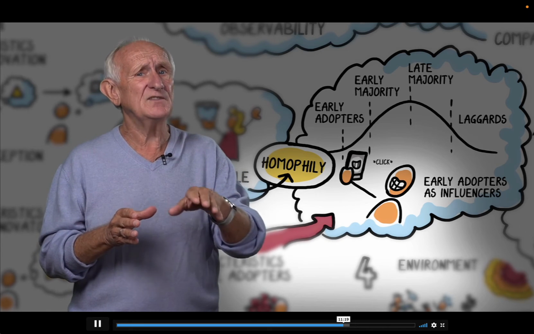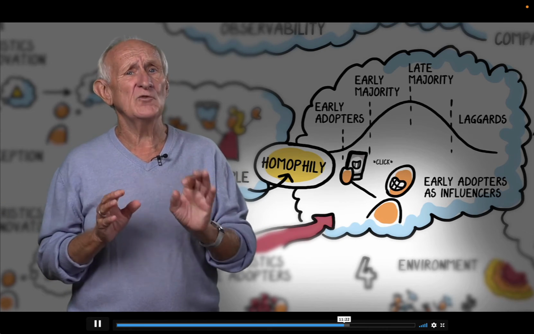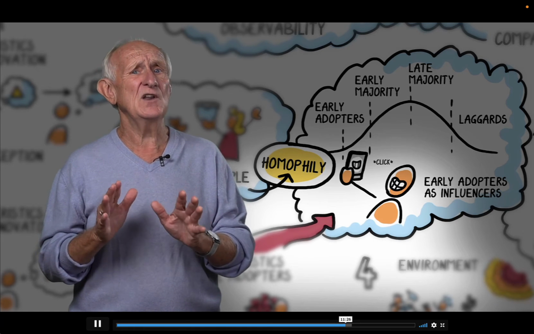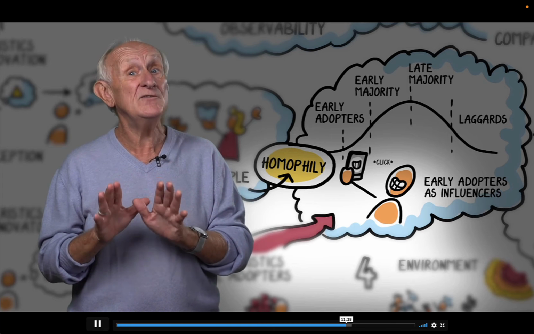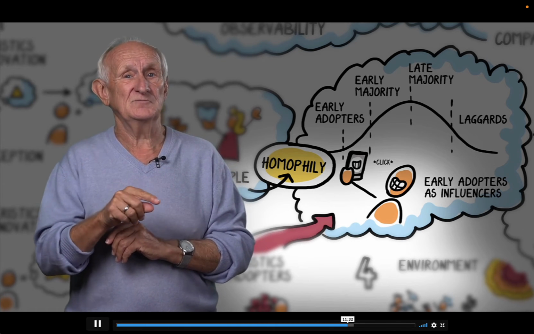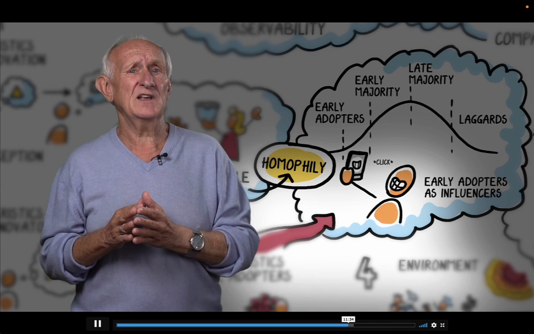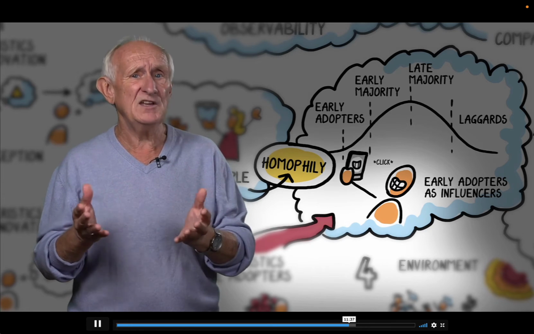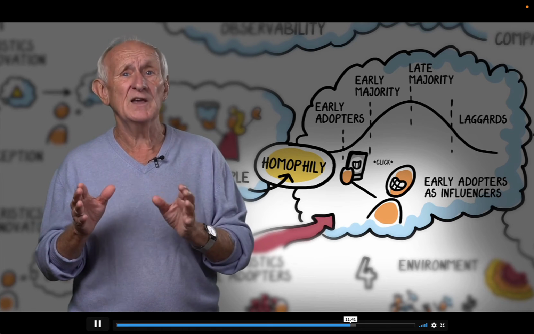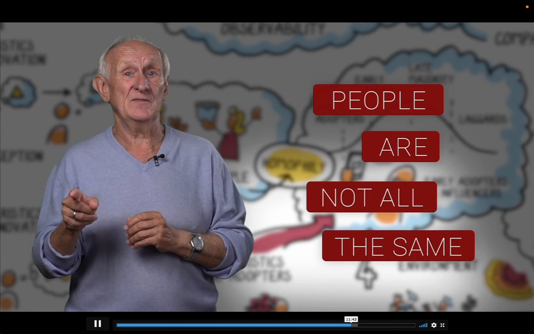And finally, at the other end of this curve, we have what Rogers calls the laggards, the ones who are very reluctant to adopt new things, may even not adopt them. But the key point is there's a distribution. And lots of things might affect that. Education, age, all sorts of things. But the main message to take is we need to be clear, people are not all the same.